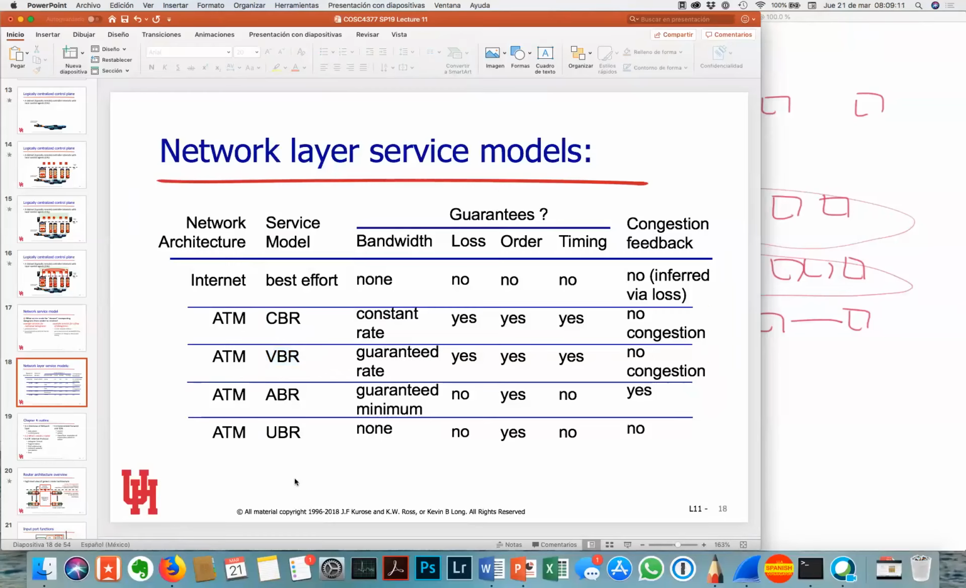Other examples out there are just plain old Ethernet that can be added to a network service model, although it's layer 2. MPLS, the same kind of thing. We'll see other examples as well.